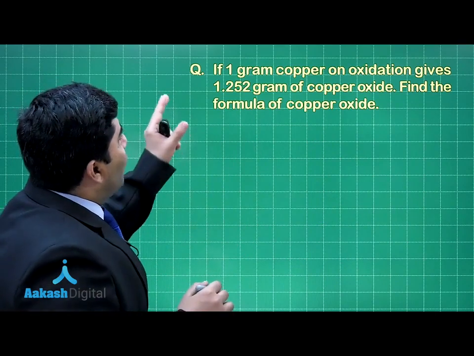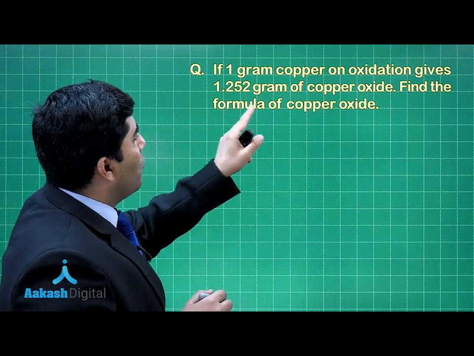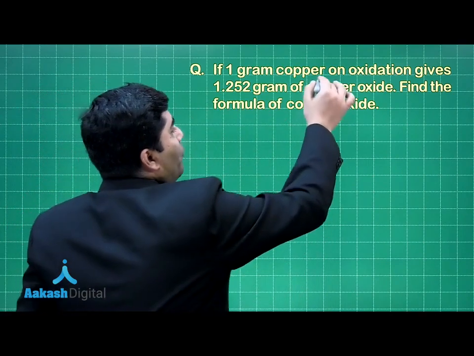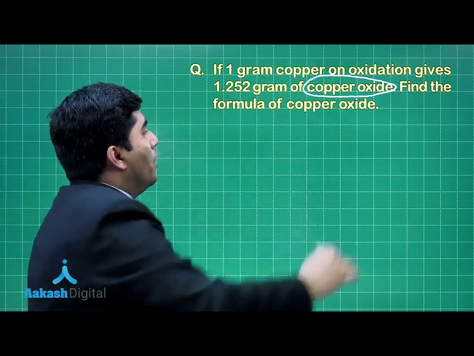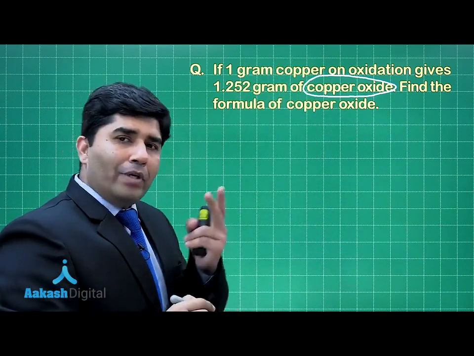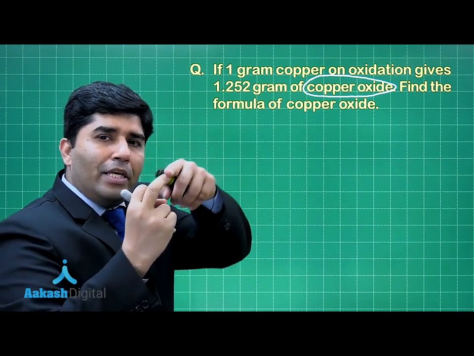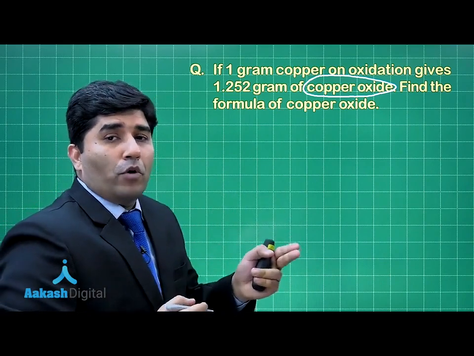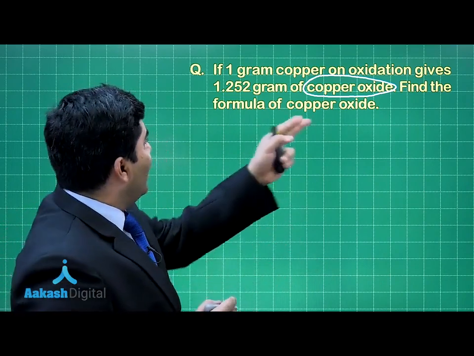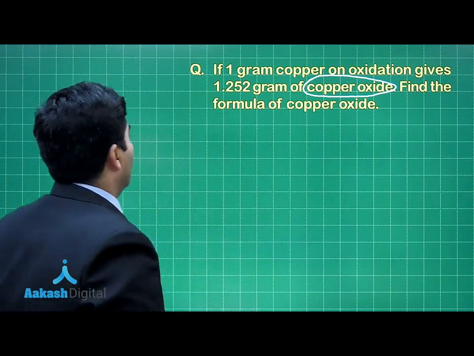Now the question says that 1 gram of copper on oxidation gives 1.252 grams of copper oxide. You can see that the copper oxide is not specified. We have two types of copper oxide, first is CuO and the other is Cu2O, and we have to find which type of copper oxide is forming. Find the formula of copper oxide. Let's start the solution.